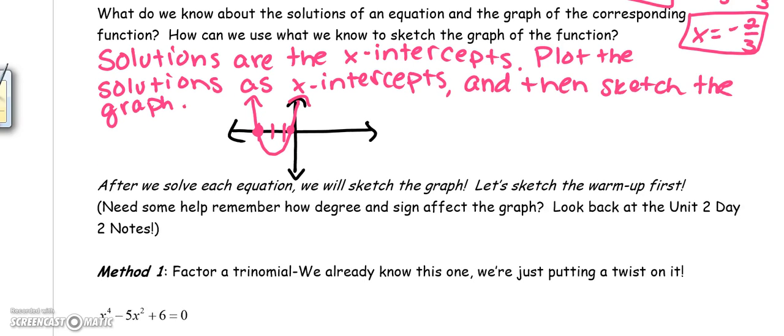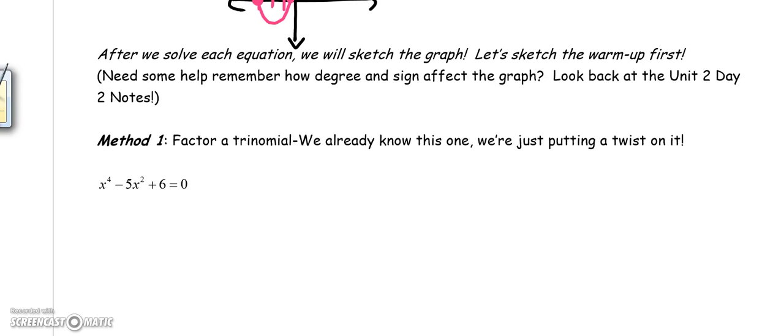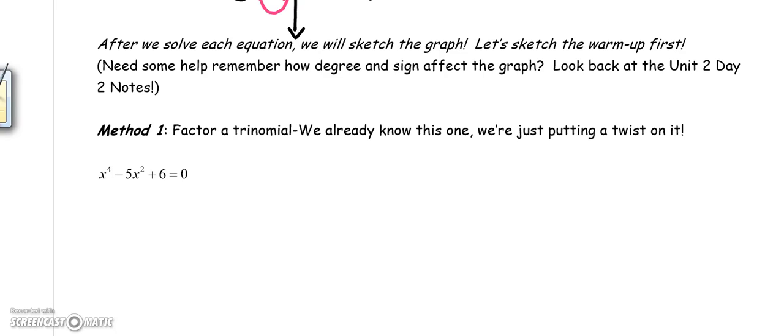So let's move on. After we solve each one, we are going to sketch the graph. If you can't remember how degree and the sign affect the graph, you need to look back at your day 2 notes from this unit because that's where I'm pulling all of that from. Alright, so the first method is factoring a trinomial. This is just like what we did before with a little twist. The difference is that before we had an x squared and an x to the first power. Now we've changed it to an x to the fourth and an x squared.